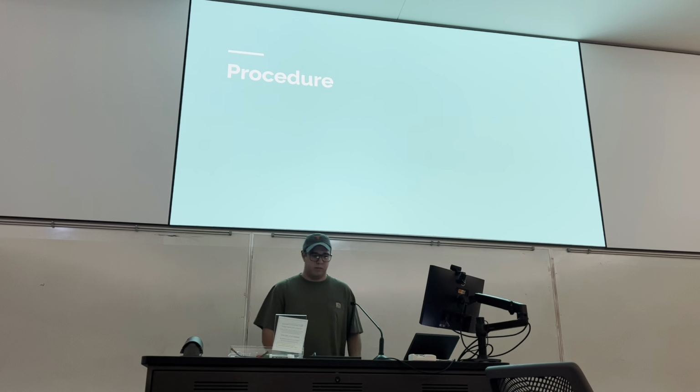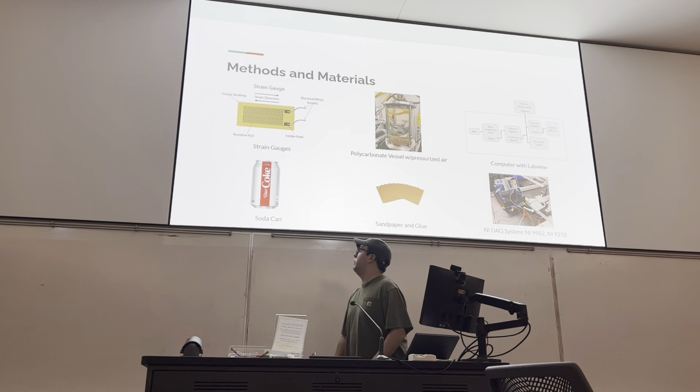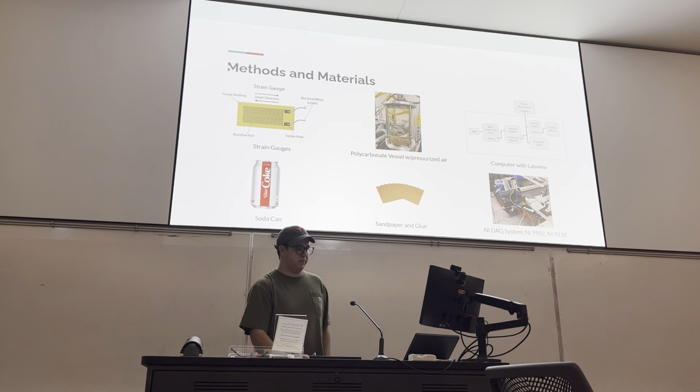My name is Corbin Mayer. I'll be discussing the materials and procedure section for lab number 4. First and foremost, I'll be going over all the materials used for the lab. First, we used some strain gauges. We also had a polycarbonate pressure vessel. We used a computer with LabVIEW to take the measurements. For a secondary experiment, we also had a 12-ounce soda can. We had sandpaper and super glue, as well as an NI DAQ system.